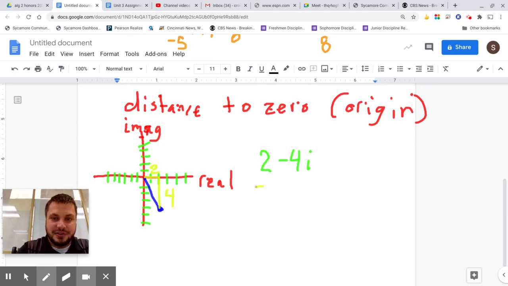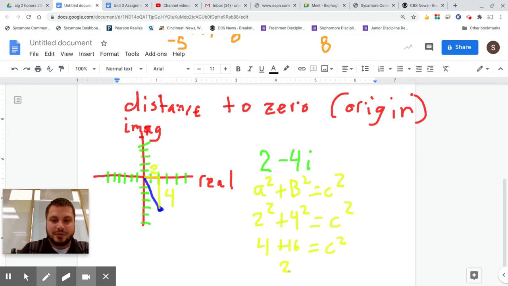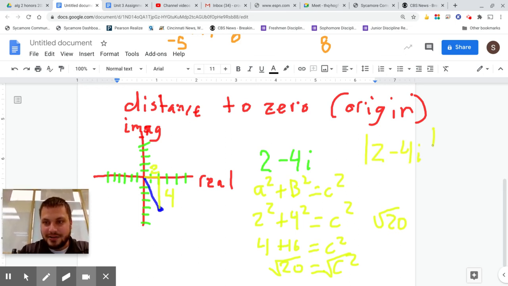Now I'm just going to use the Pythagorean theorem, a squared plus b squared equals c squared. So I would have 2 squared plus 4 squared equals the blue line, which we're calling c squared. That'd be 4 plus 16 equals c squared. That's 20 equals c squared. So c, or my blue line, is the square root of 20. That is, the absolute value of 2 minus 4i I just found to be the square root of 20.